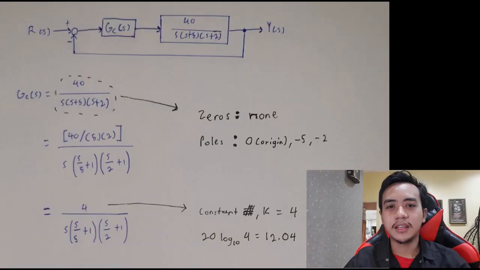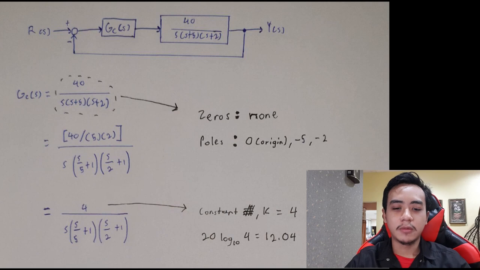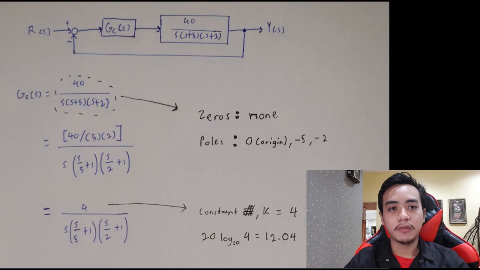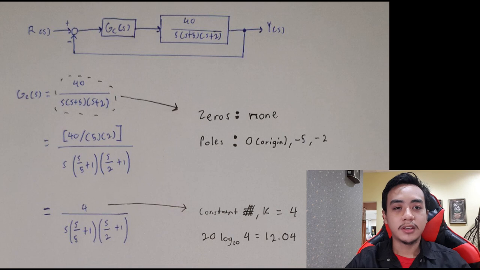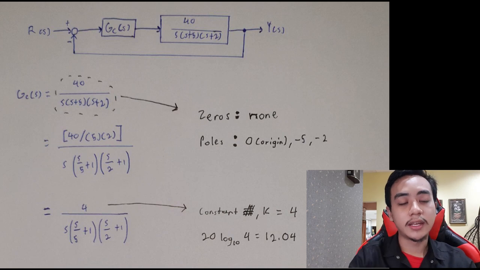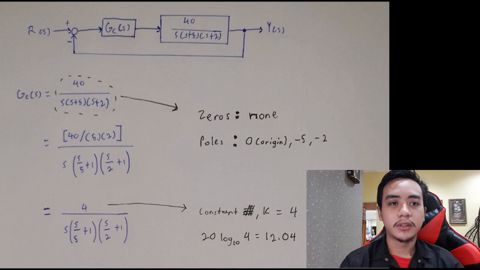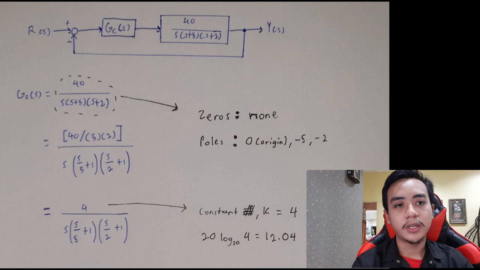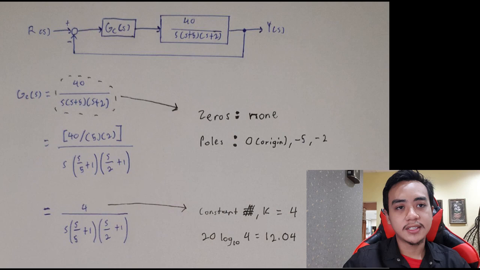Hi, I am Haris Amani and I will tell you about our transfer function for our missile control system. Based on our transfer function, we will get that there are no zeros from our numerator, and our poles are from the denominator, which has a pole at 0, which is at the origin, and another two poles at -5 and -2. From our transfer function, we simplify until we get 4 over s times (s over 5 plus 1) times (s over 2 plus 1), where from our numerator, 4 is equal to our constant K.